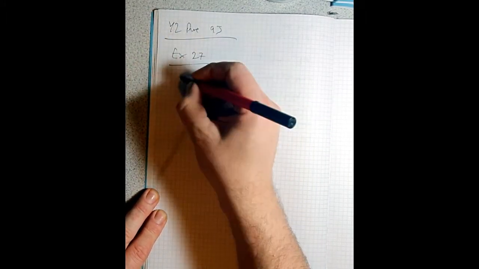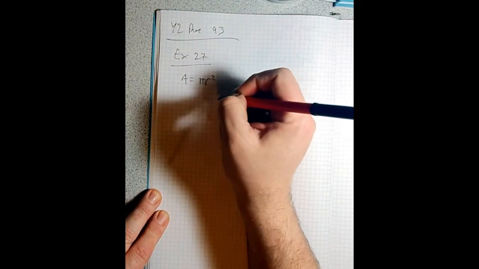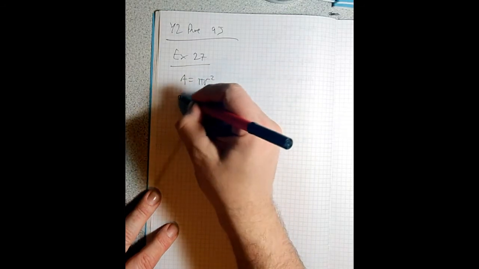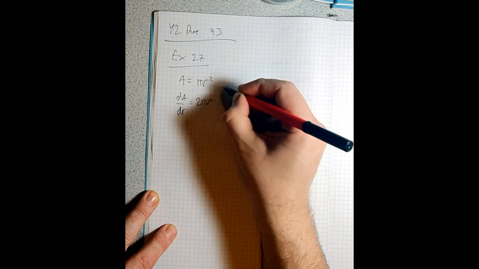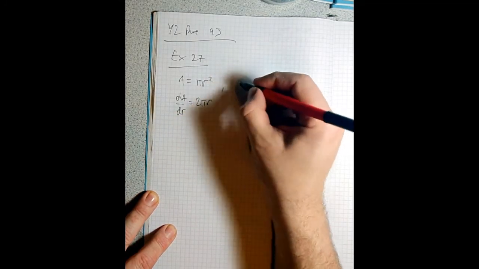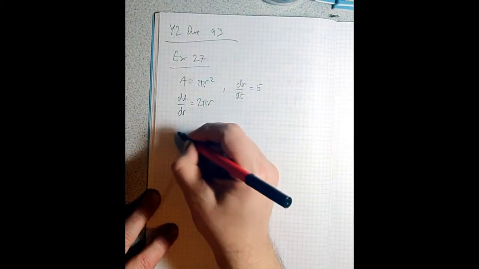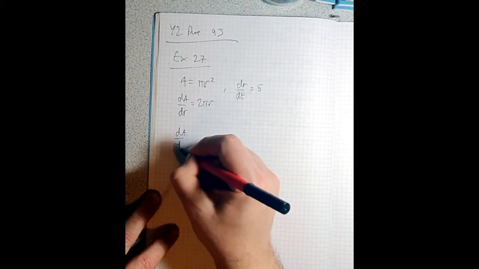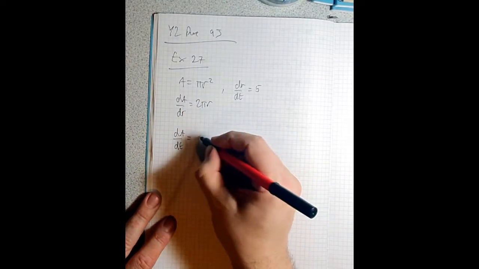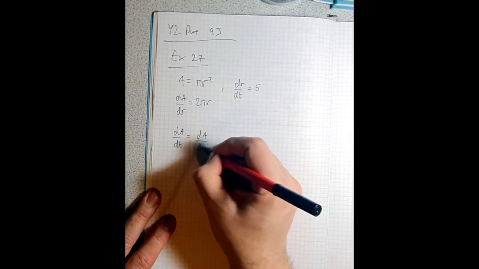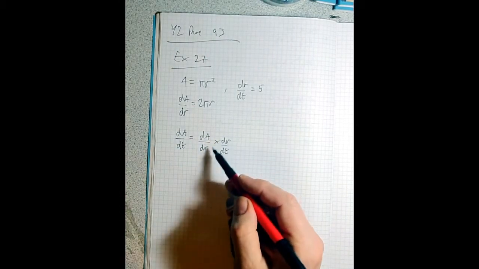Example 27, we're given A. So of course I can work out dA/dr, and we're also given dr/dt, and I want dA/dt. Well, of course I can't work dA/dt out directly. I've got dA/dr, so I'm going to use the chain rule, because of course my dr's will cancel out.